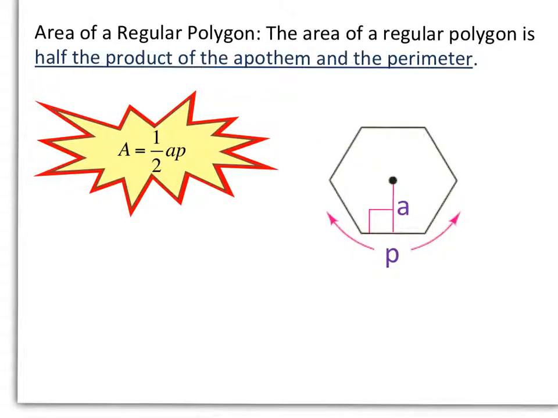Next, we are going to look at the area of a regular polygon. And the area of a regular polygon is half the product of the apothem and the perimeter. So we're going to use the formula that A equals 1/2 a times P, P being perimeter, a being apothem. And make sure you label your figure. Remember, the apothem is the perpendicular line segment from the center of the circle to one of the sides of our polygon. And then perimeter is just all the sides added up.